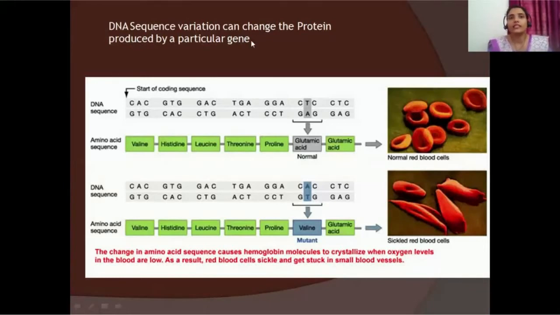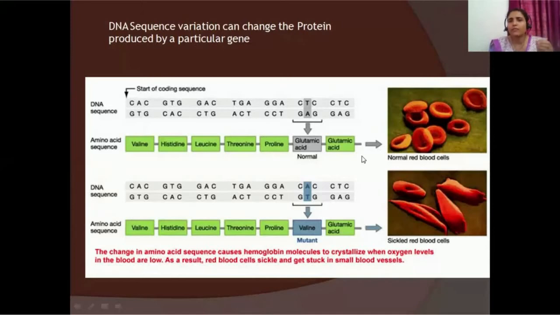DNA sequence variation can change the protein produced by a particular gene. Now, suppose this is your normal DNA sequence. This is coming over here like this. So these are codons, right? Triplet codes. After transcription and translation, these will give you the amino acids valine, then histidine, then leucine, threonine, proline. Then this one forms glutamic acid, and so on. The same thing, you have glutamic acid again. And this will give us a particular protein. This will result in having normal red blood cells in our bodies.